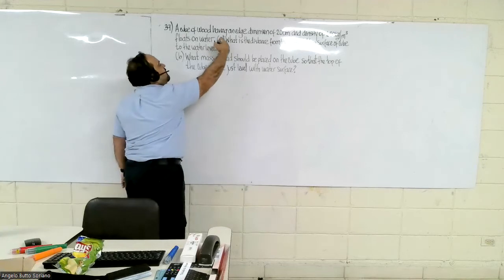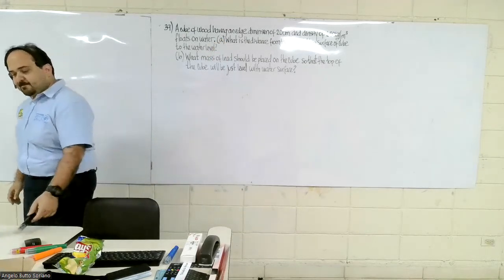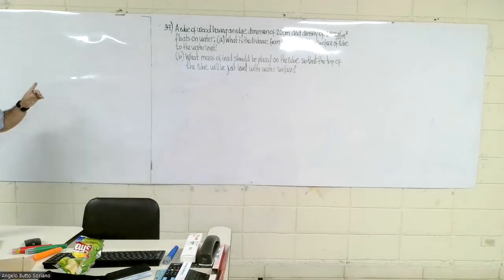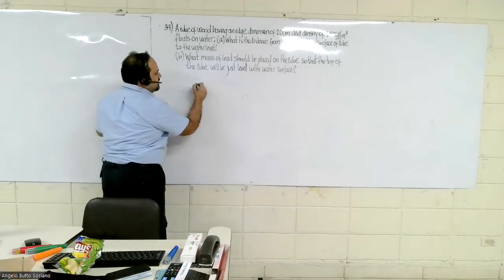We're going to solve the problem by answering the two questions. Let's start with the first question. Again, what is the distance from the horizontal top surface of the cube to the water level? It means the cube is not going to be totally submerged, according to what the problem says. Let's create the picture of the problem. Let's drop the cube.